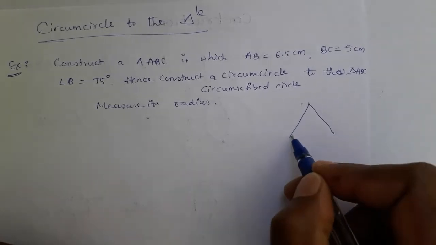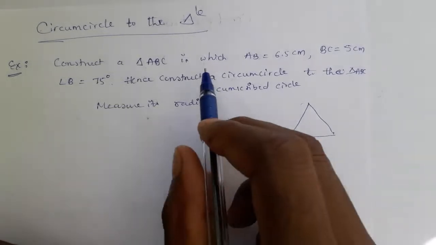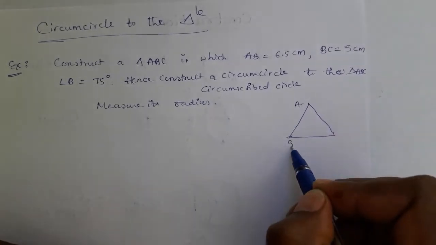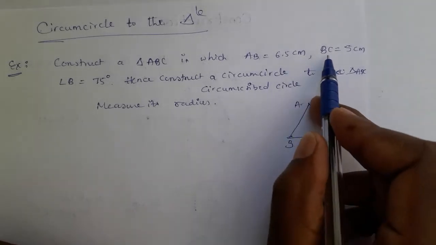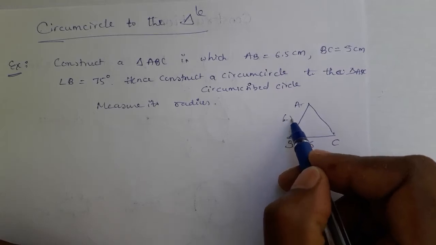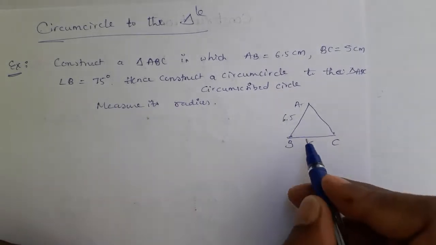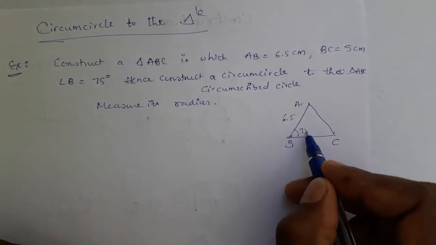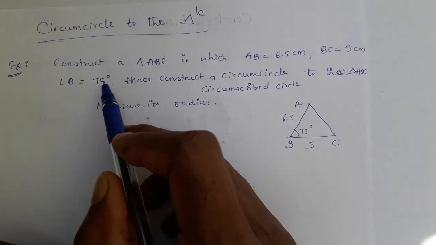First, draw a triangle roughly. In that, you may mention all that ABC. First, mark ABC. Look at BC, how much is given. BC 5 is given. AB, this is 6.5 given. At the same time, angle B is 75 degree. This is 75 degree. So, which vertex angle is given?